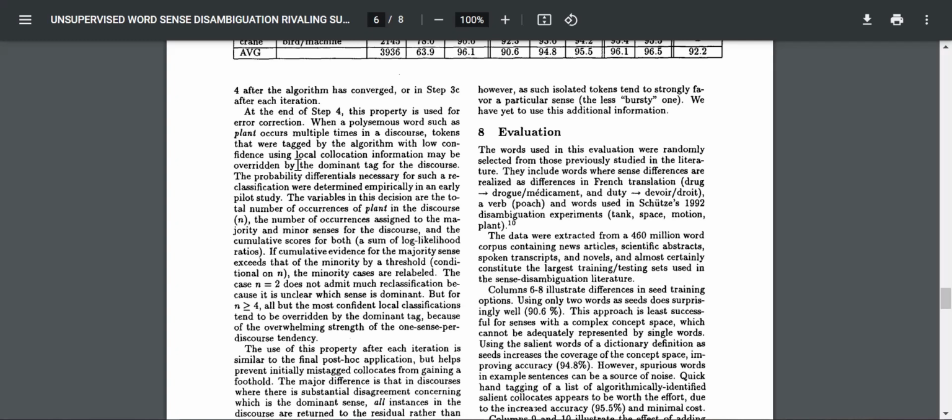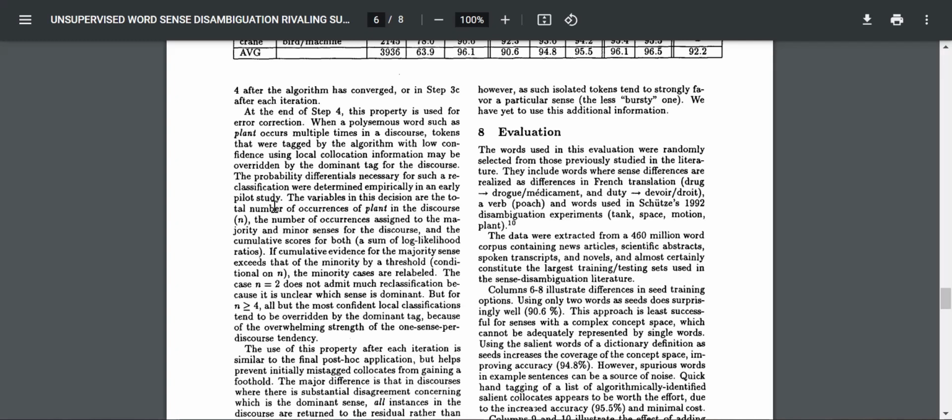So now, if there was some confusion about which sense this should go to, the overall sense of the discourse might be dominant and tell you more information about which sense this collocation should go to. The probability differentials necessary for such a reclassification were determined empirically in an early pilot study.